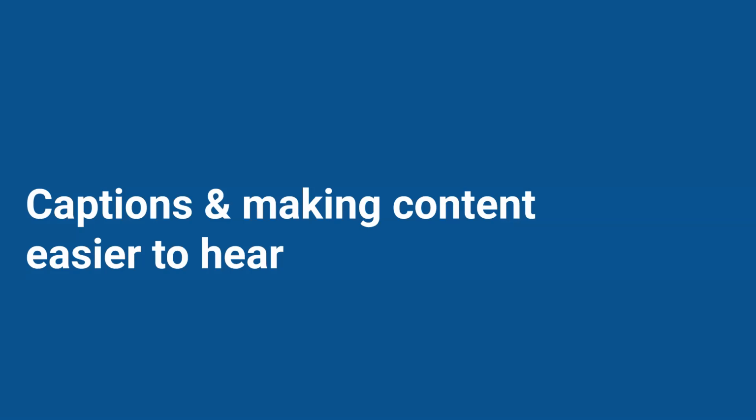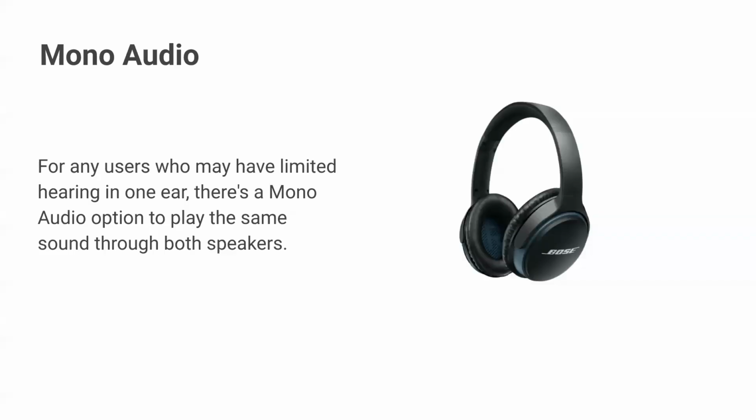Okay, so next I'll shift gears a bit and talk about captions and making content easier to hear. The first feature is called mono audio. This is most useful for anyone who has limited hearing in one ear over another. What it does is play the same audio out of both earbuds or both speakers, so you're not missing anything occurring in stereo sound.